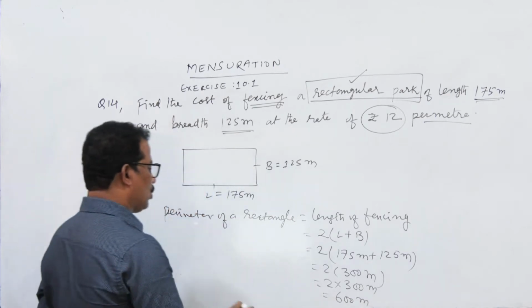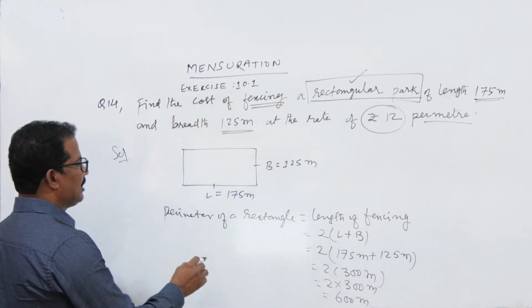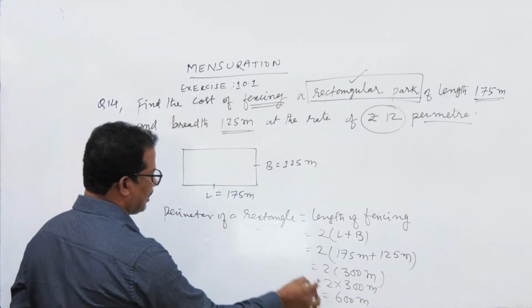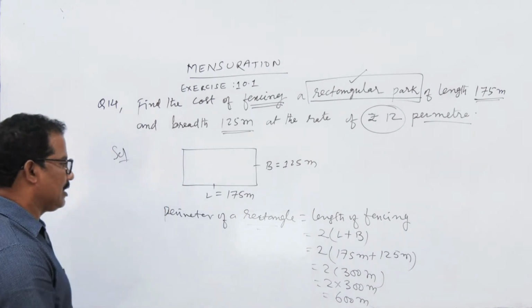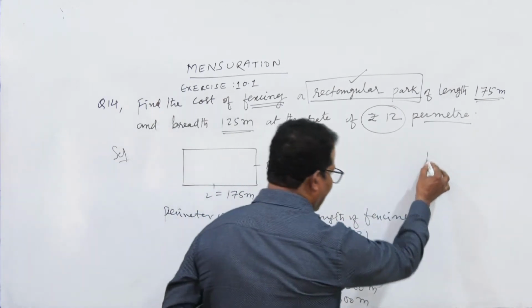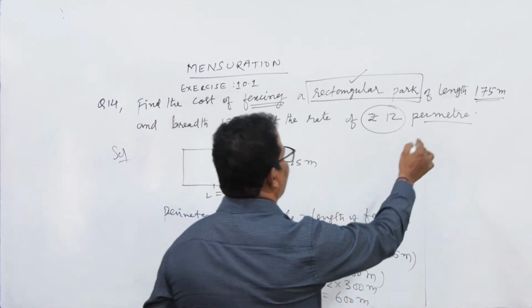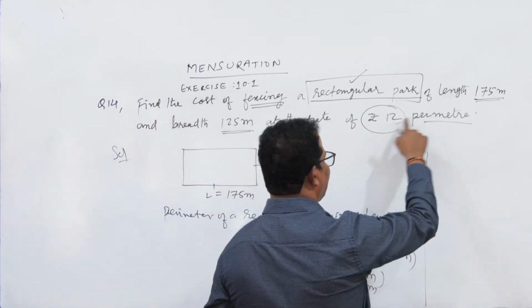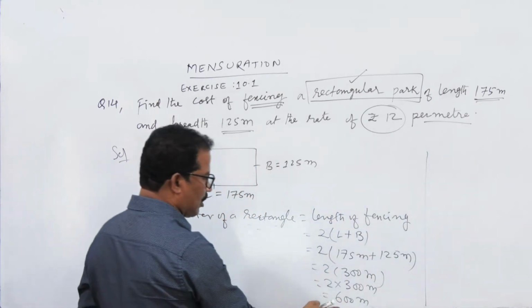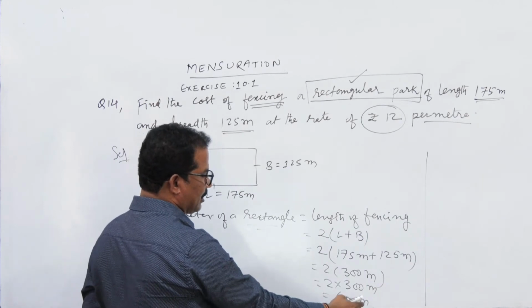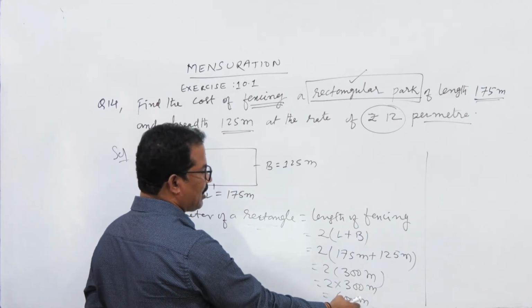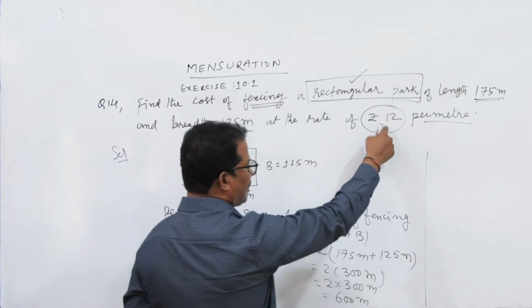If you multiply 300 meter by 2, how much will this be equal to? 600 meter. So the total length of the fencing is equal to the perimeter of the rectangle. It is equal to 600 meter. Now we are going to find the cost of this fencing, at the rate of rupees how much? The per meter rate is 12 rupees, and you have a total length of 600 meters.